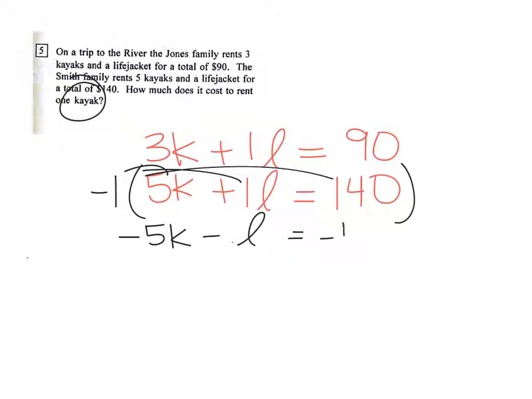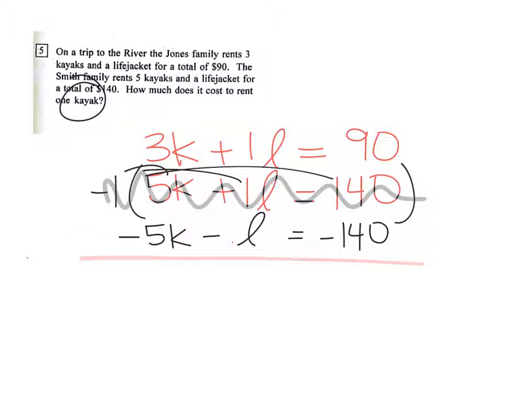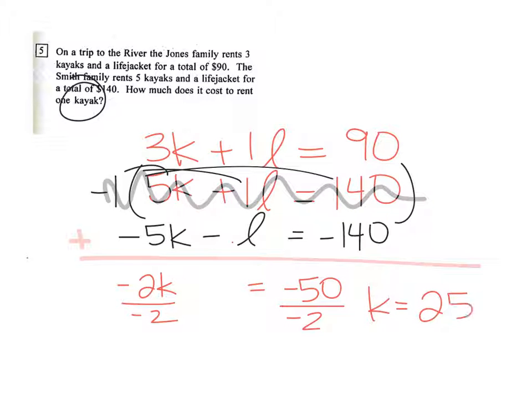equals negative 140. Now that I've done that, I can cross out my middle equation and go ahead and solve. I'm going to get negative 2k equals negative 50. Divide by negative 2. K equals a positive, what's half of 50? 25. So how much is each kayak rental? $25.